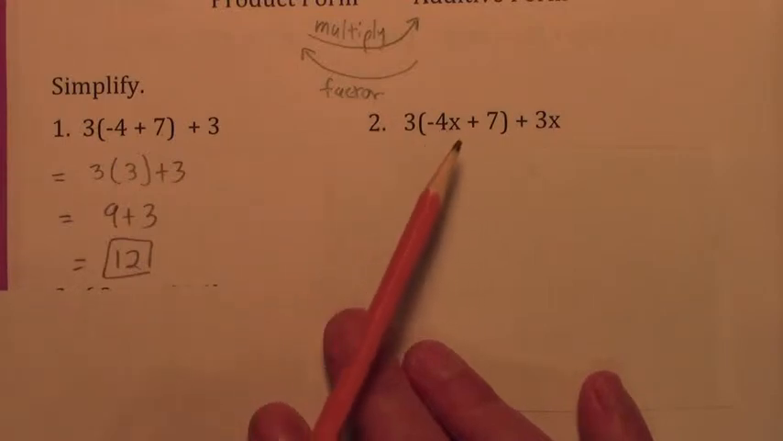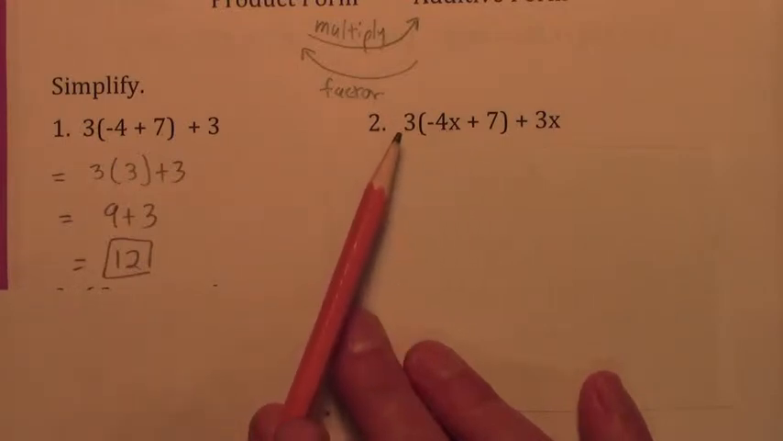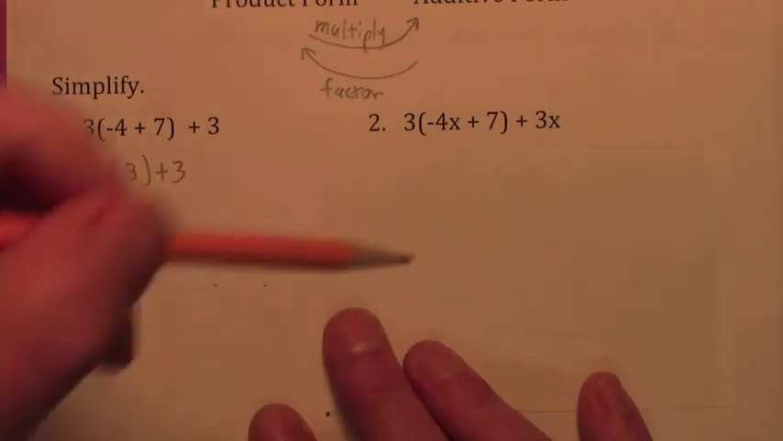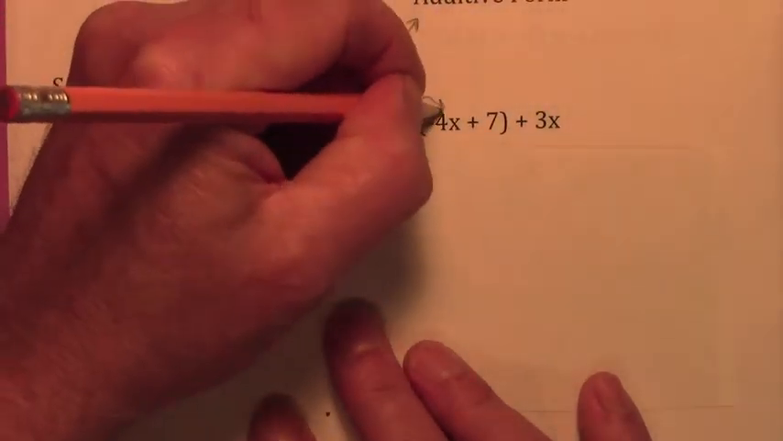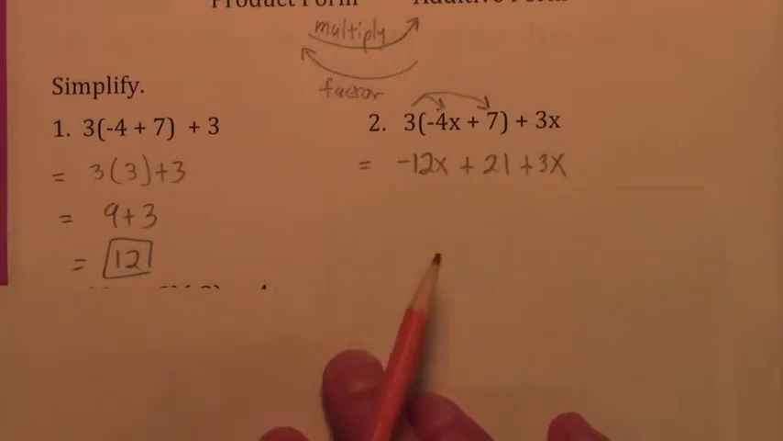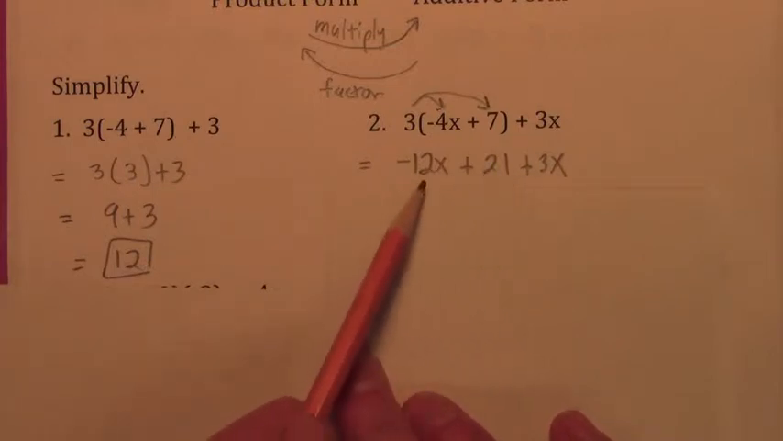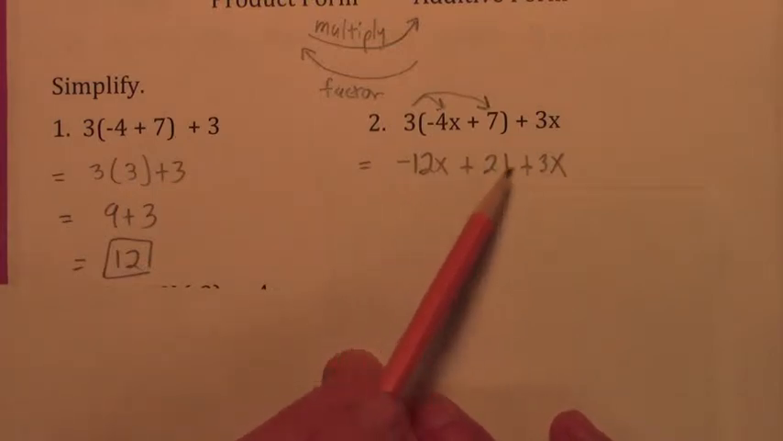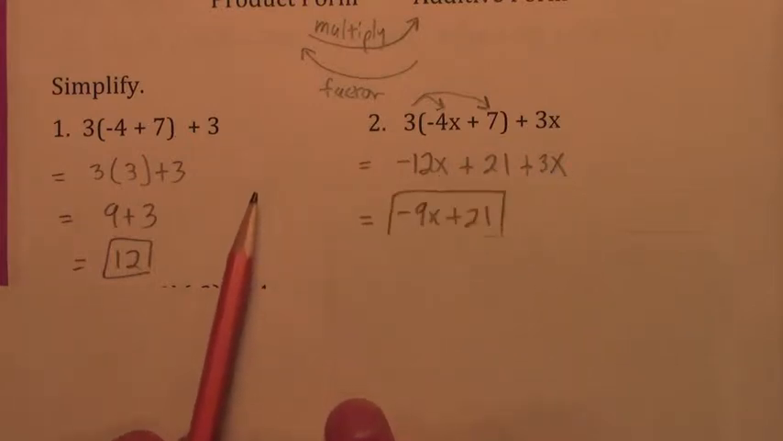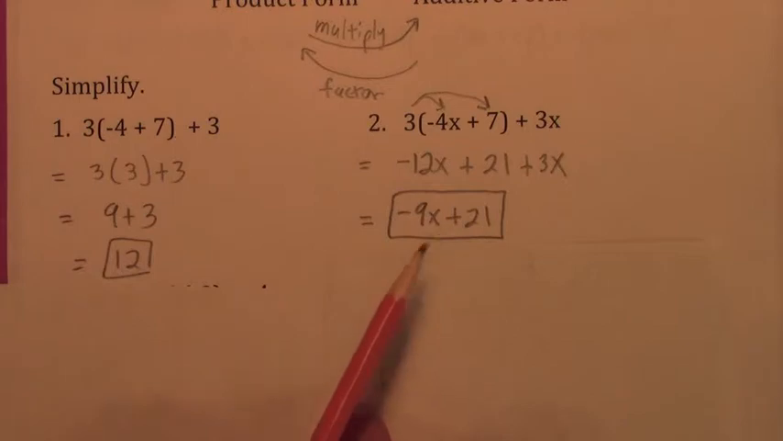This 3 has to multiply each term. The most common mistake, of course, is to forget to multiply the 7 by the 3. So make sure. Some of you might find it helpful to actually draw these little arrows here to remind you that you have to multiply each term by it. Anyway, you get negative 12x plus 21 plus 3x. Now you can combine the x's. You see? You can't combine the x's until you've multiplied it out. So the x's, well, you get negative 9x plus 21.